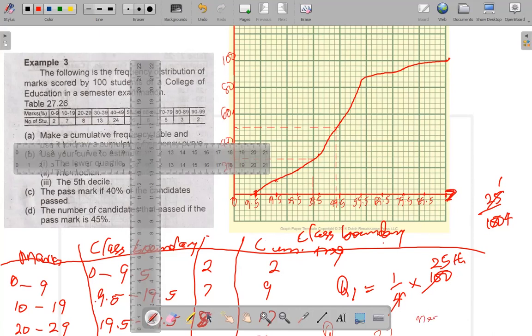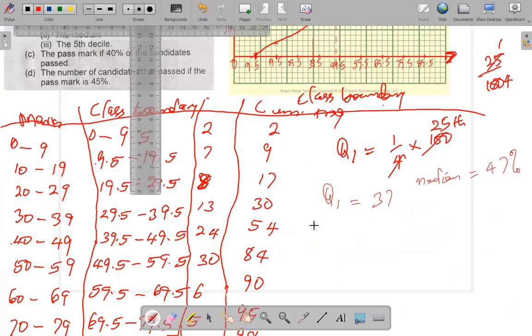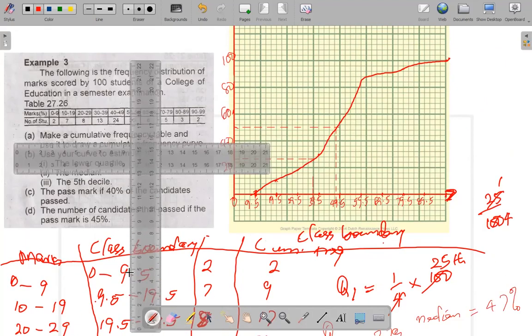Median is equal to 47%. We are talking about marks. 47%. The lower quartile is 37%. The median rather is 47%.